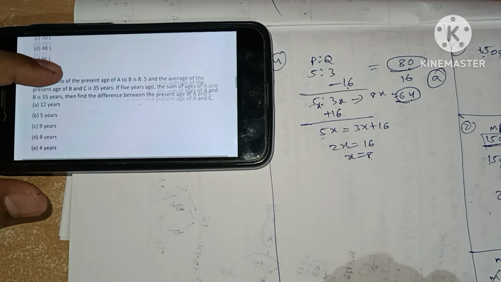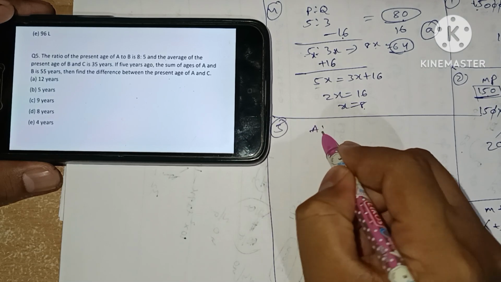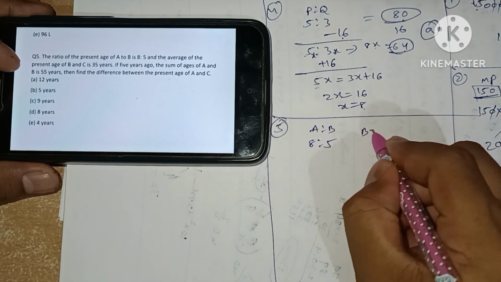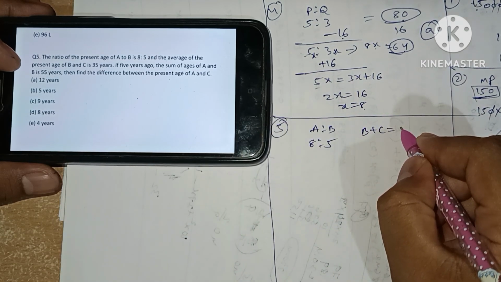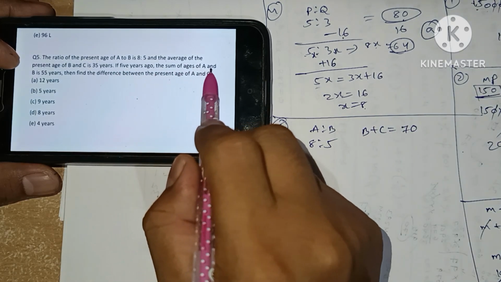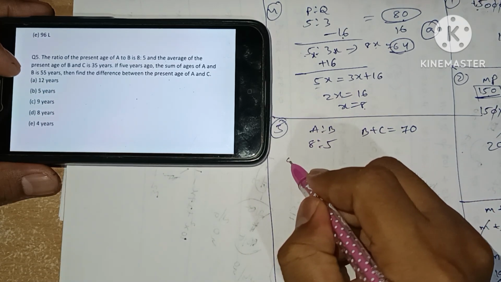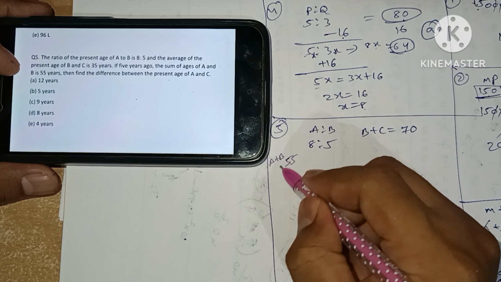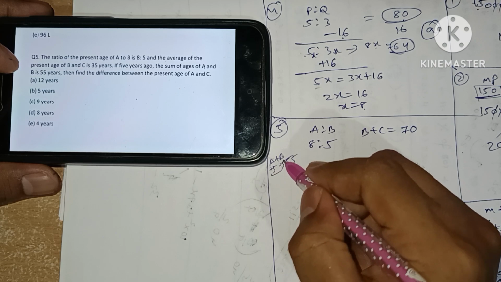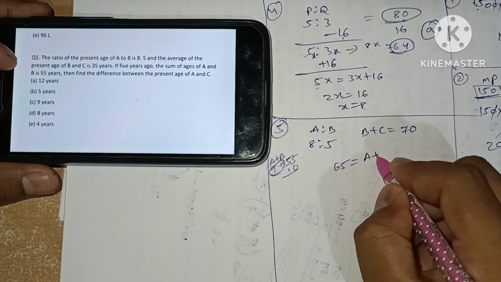Next one, the fifth one. The ratio of the percentage of A to B is 8:5. The average of the percentages of B and C is 35, which means the sum of B plus C will be 70. Next, 5 years ago the sum of the ages of A and B is 55. So A comes 5 years to now, B comes 5 years to now. So adding 10 to 55 we get 65, which is the sum of A and B.